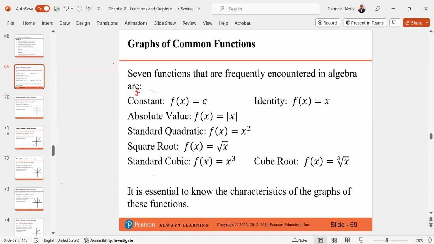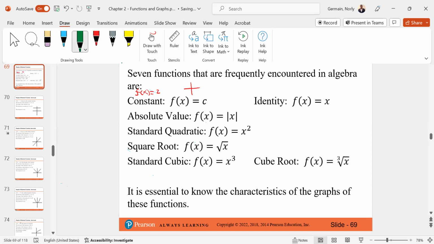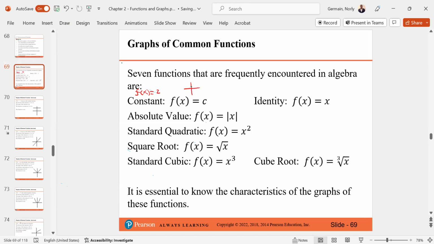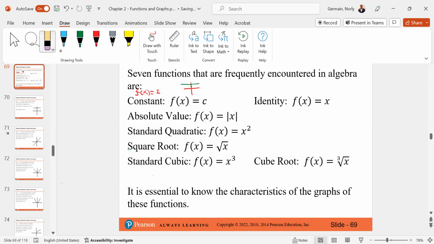A constant function is like f of x equals simply, for example, 2. To graph a function like this, all you need to do is identify where 2 is, let's say 1 and 2. That gives you a horizontal line. When we say f of x equals 2, for us that's the same thing as saying y equals 2. All right, or it can be x equals 1.